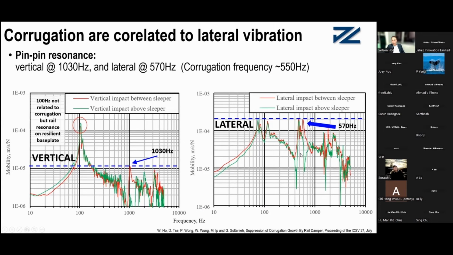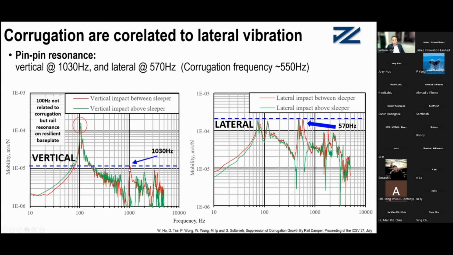Talking about the mobility, the vertical mobility, this is the first harmonic of the entire wheel bouncing up and down on the resilient base plate. Once with the wheel loading, this would become the P2 resonance, and it would move to 60 Hertz or 50 Hertz. So we do not talk about this. This also creates a lot of problems. It may create very low frequency noise or ground-borne noise.